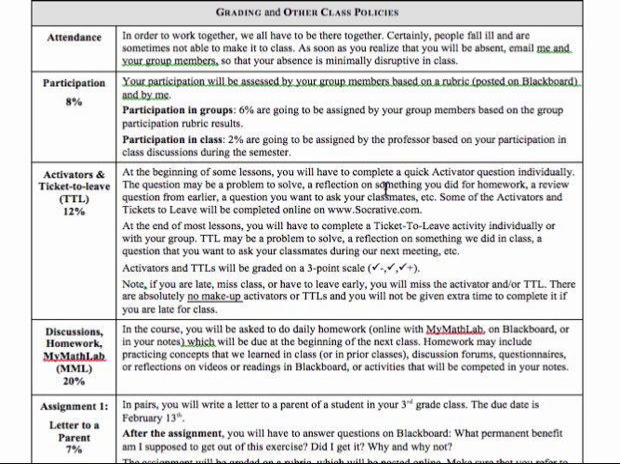Attendance is required. We do a lot of work in groups, and your group members will need your full participation when you're there. Your participation grade is split between your participation in group grade and your participation in class. The first grade is assigned to you by your group members, and the second is assigned to you by me.